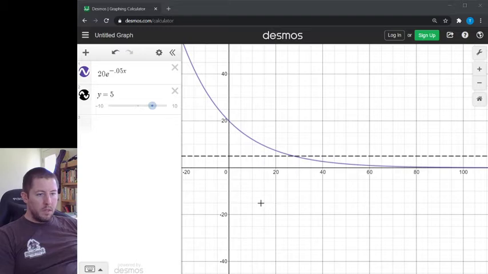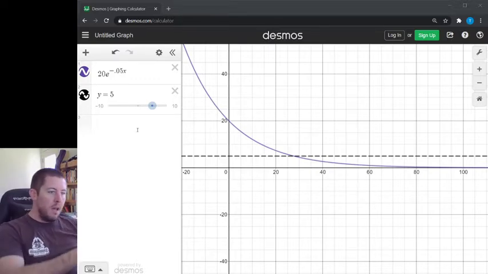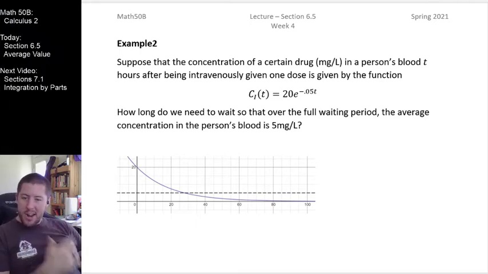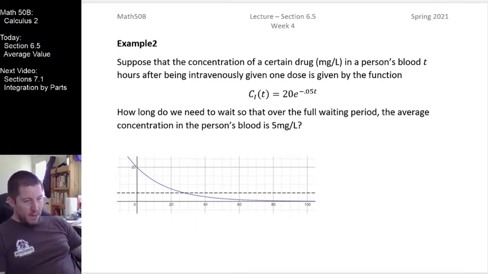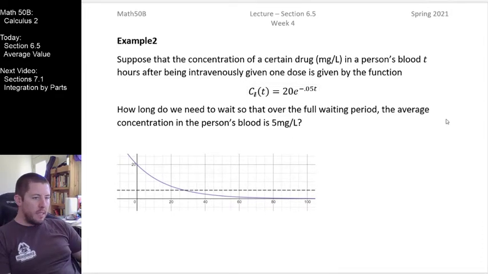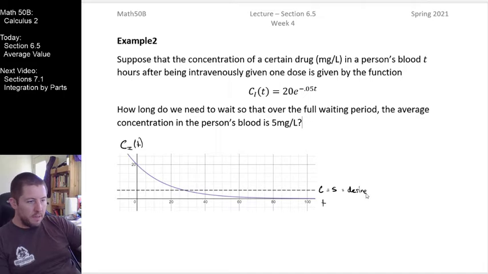I don't think I want to make that too much smaller, do I? All right, so here we can see our C of t, our Ci of t, and by the way, I am indicating that this is the intravenous one with the I right there. I've got my graph in here. It just doesn't make any sense why I can't draw sometimes. There we go. Ci of t, this is our graph here, our time here. This is our C equals 5, the desired average value.